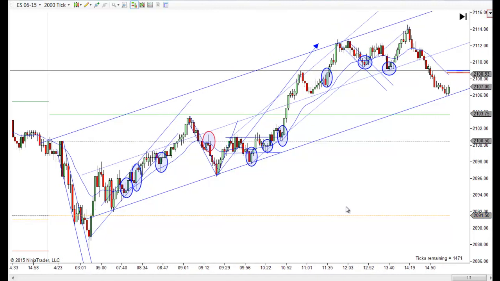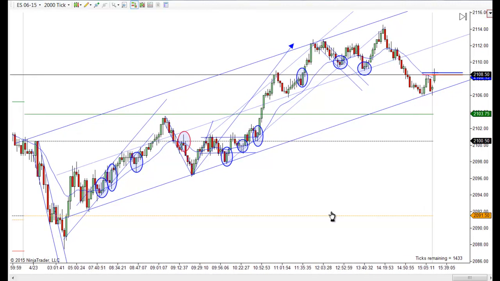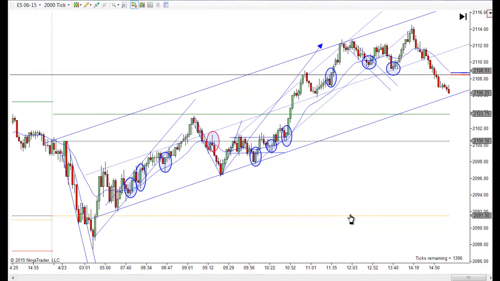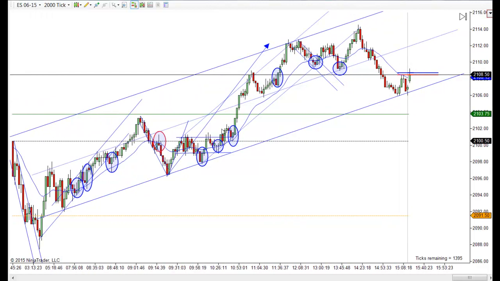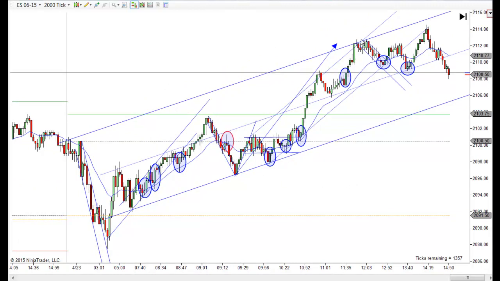See if there's anything else. I think that's about it. I don't see anything else in here that's really worth talking about. It's pretty much an uptrend from the get-go. It wasn't real clear it was going to be a strong day until right in here.